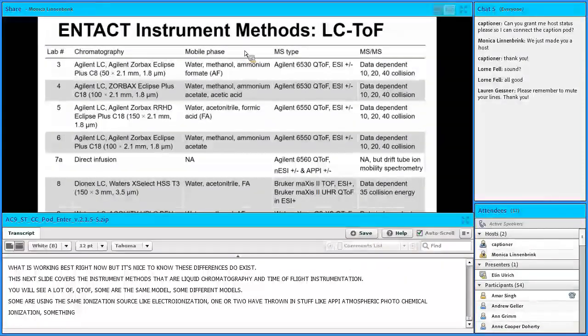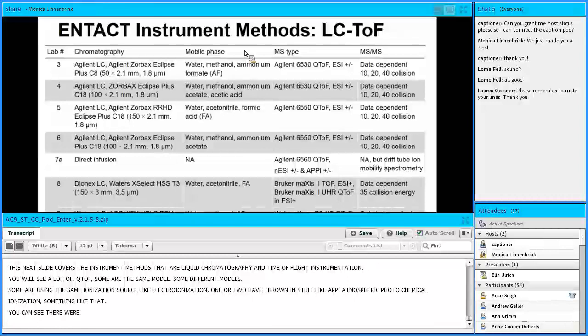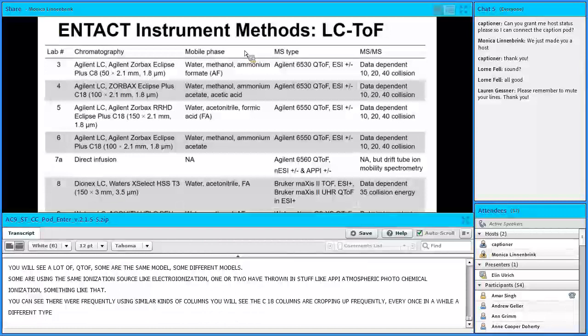You can see we're frequently using similar kinds of columns. You'll see that the C18 columns are cropping up quite frequently, but every once in a while a different kind of chromatography column pops up. A lot of folks are using methanol or acetonitrile for their mobile phase. Ammonium formate and formic acid seem to be the most common additives.